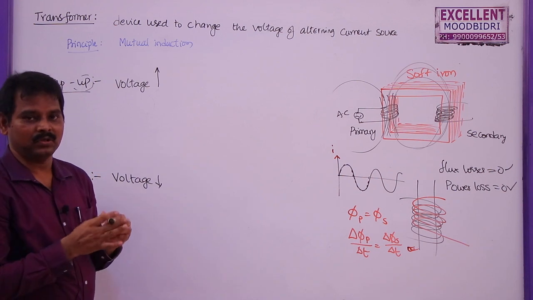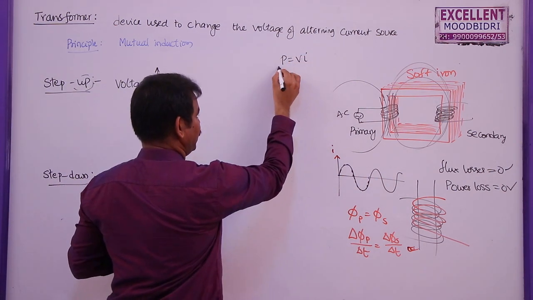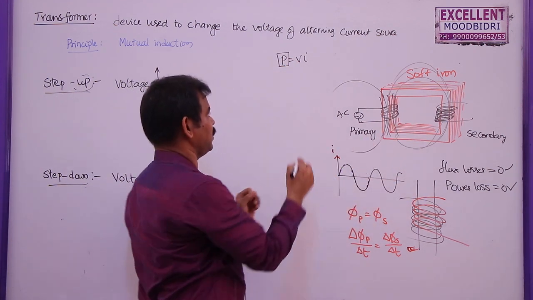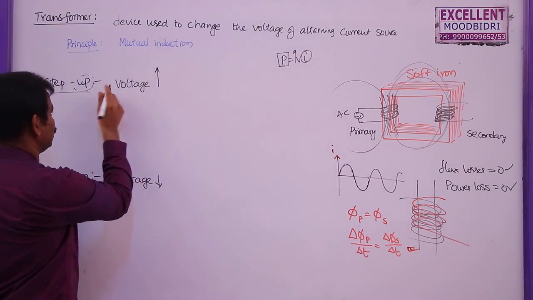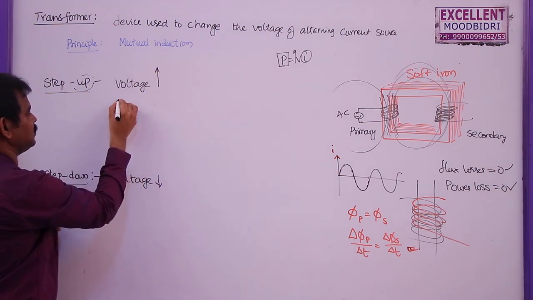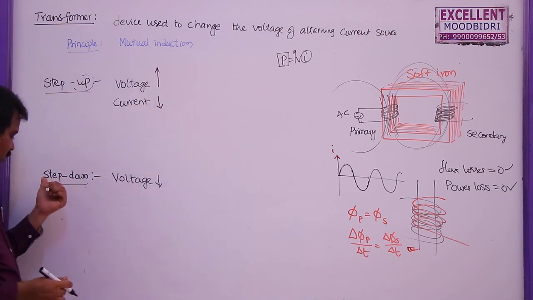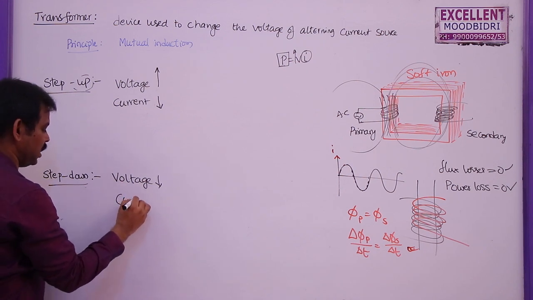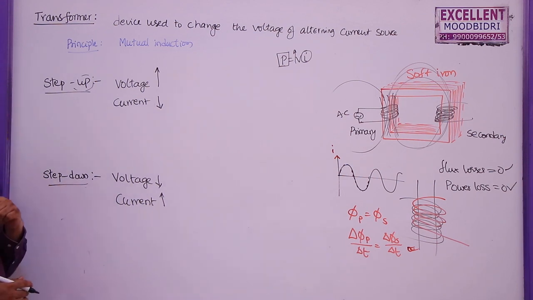As we are discussing the ideal transformer, power is equal to VI. As the power is constant, there is no loss of power for an ideal transformer. If voltage increases, obviously current will decrease. So step up transformer is a transformer in which the output voltage increases or the output current decreases. What is a step down transformer? A transformer in which the output voltage decreases or the output current increases.